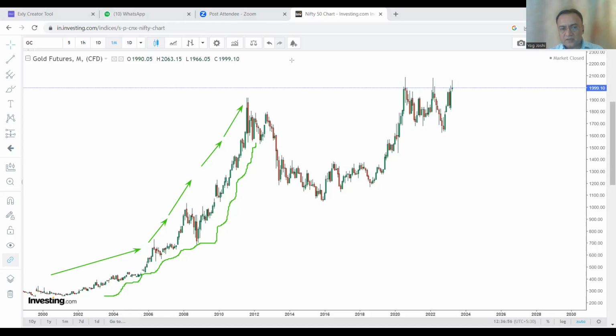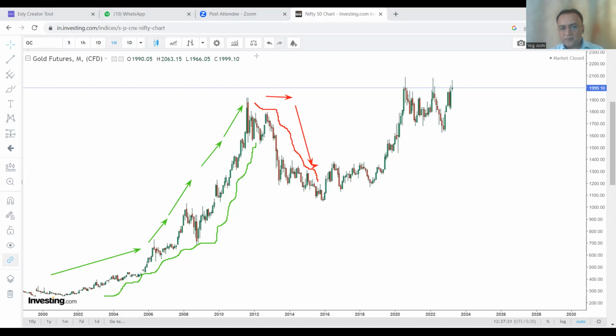And now what is this part? This is the clear cut falling part. So we can say that gold was in a downtrend. This is the downfall area for gold. We can say this is the downtrend.